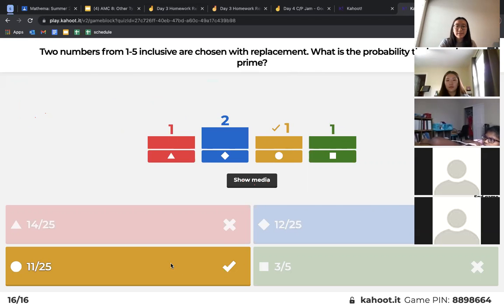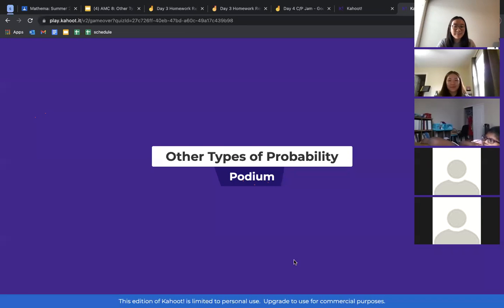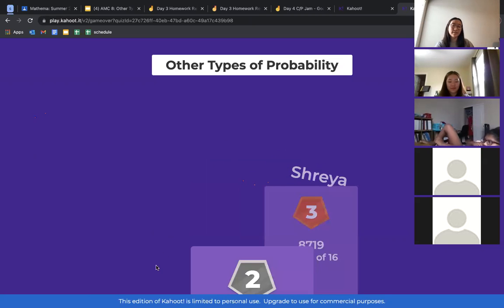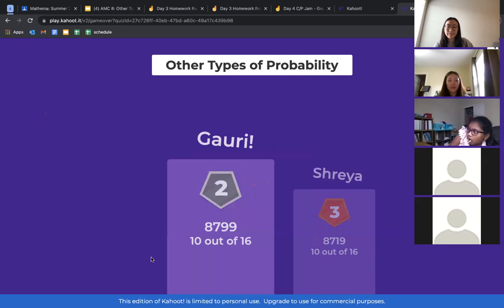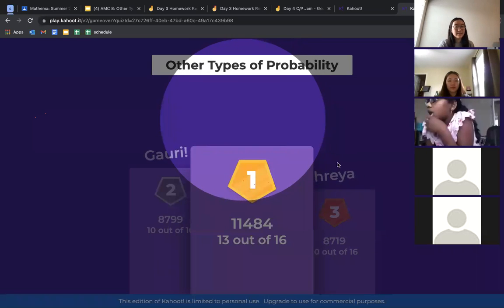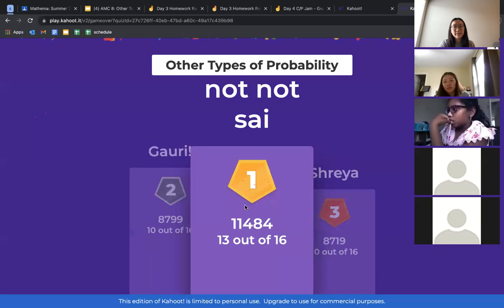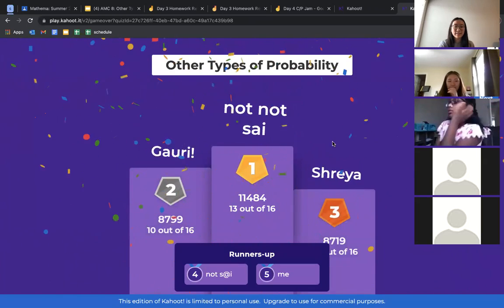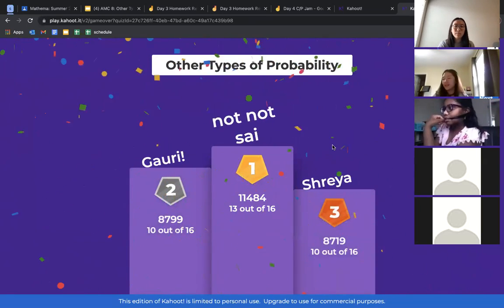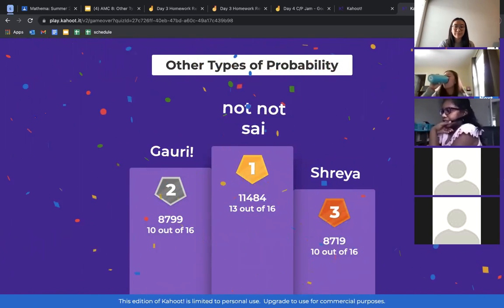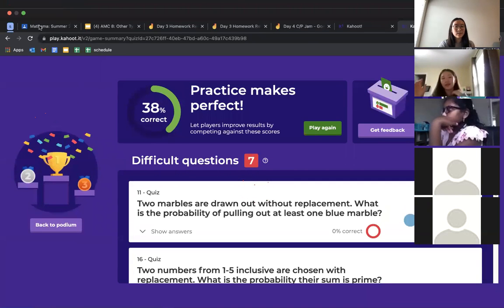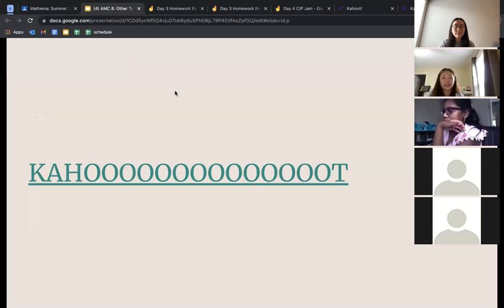Okay, so let's see who's going to be winning Kayang's yearly supply, whatever, of cookies. All right, good job, Shreya. Good job, Gary. But it looks like Sai has won the cookie prize. Congrats to the runners. Good job, guys. Yeah, overall, that's pretty great. Okay. 0% correct. So I guess Sai gets the cookies.